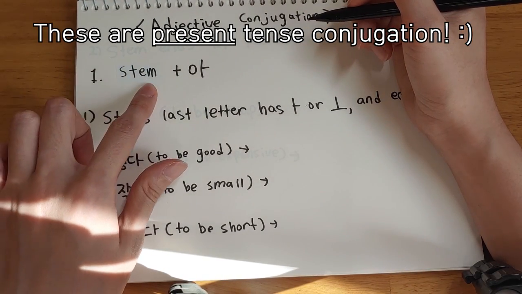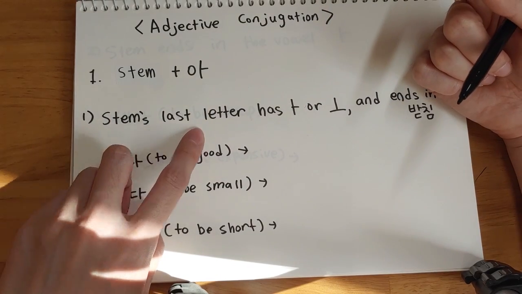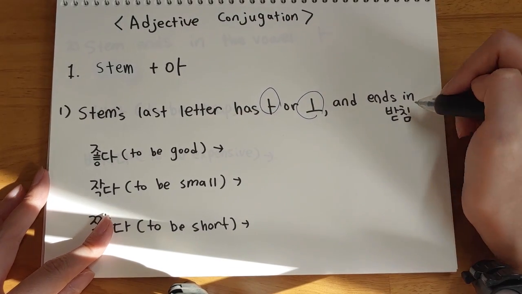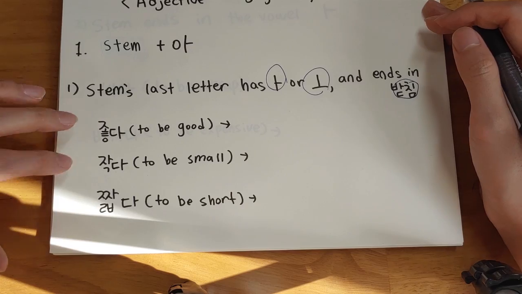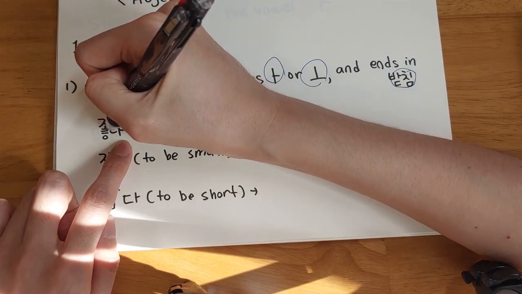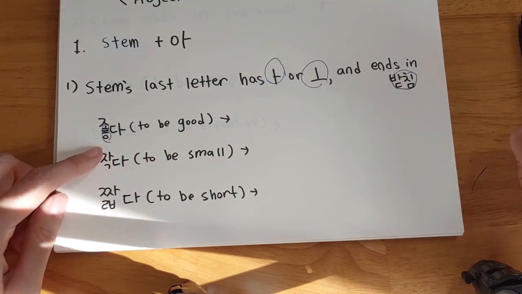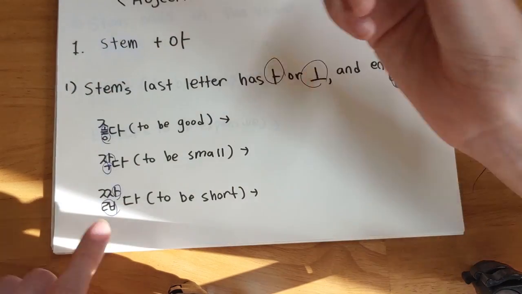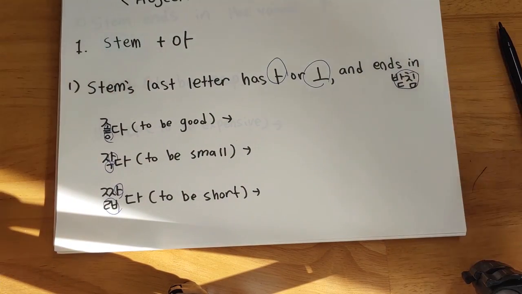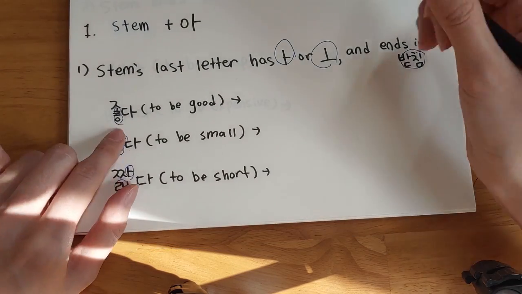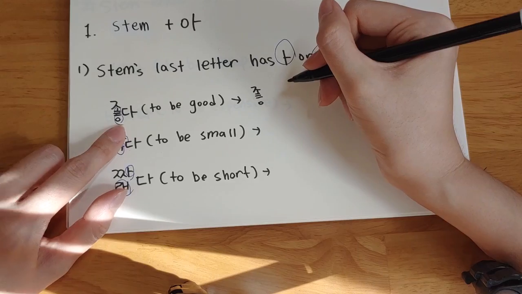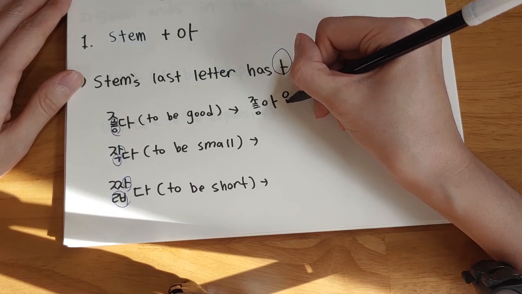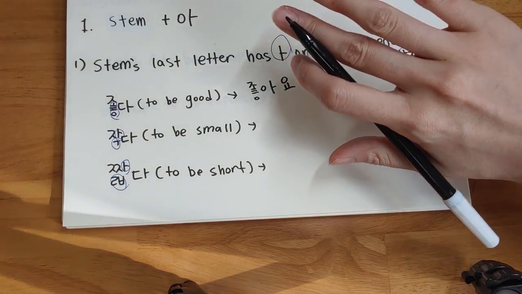So you take out the stem of the verb and put 아 when the stem's last letter has an 아 vowel or 오 vowel and ends in 받침. So the perfect examples are these 3 adjectives. 좋다 has an 오 vowel and has 받침. And these 2 have an 아 vowel and have 받침, right? So in these kinds of adjectives, you put 아 when conjugating into the present tense. So 좋다 becomes 좋, you take out the stem and then put 아. 좋아. And if you want to make it in a 존댓말 form, you can use 요, right? 좋아요. But we're going to exclude 요 from here.